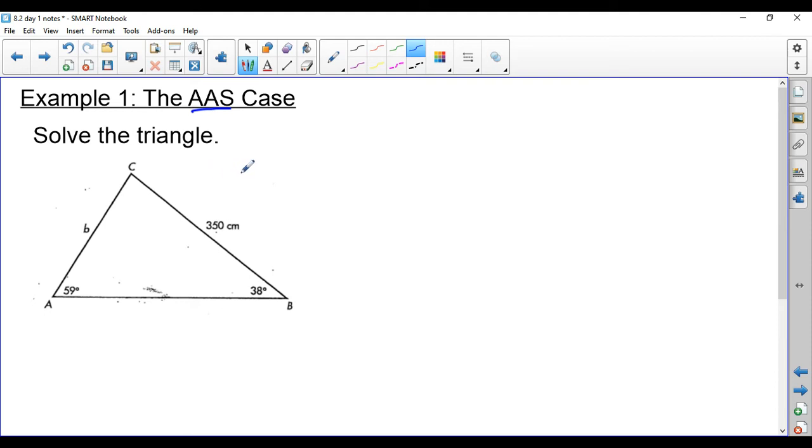The first thing that we can find pretty easily is angle C, because we know that the angles of a triangle add up to 180. So I'm going to take 180 minus 59 and minus 38 to get that the measure of angle C is 83 degrees.